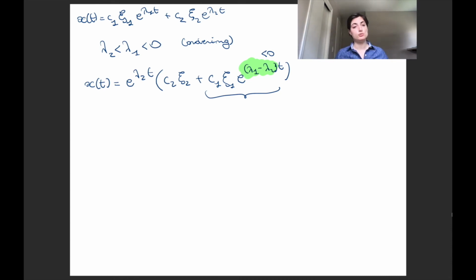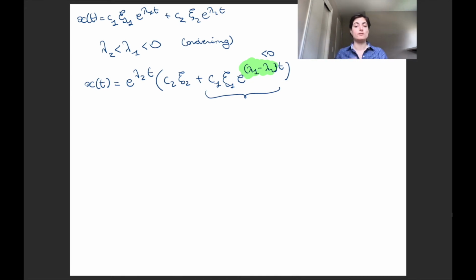If we do that, then we can take exponential of lambda 2 t out of our equation, and then we have exponential of lambda 2 t multiplied by c2 xi2 plus c1 xi1 exponential of lambda 1 minus lambda 2 times t. Lambda 1 is negative and it's smaller than lambda 2, so minus lambda 2 becomes positive, so lambda 1 plus absolute value of lambda 2, but we have chosen the absolute value of lambda 1 to be bigger than the absolute value of lambda 2, not as written in the slides.